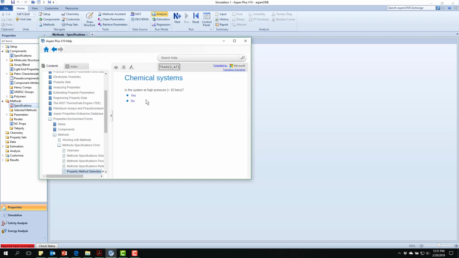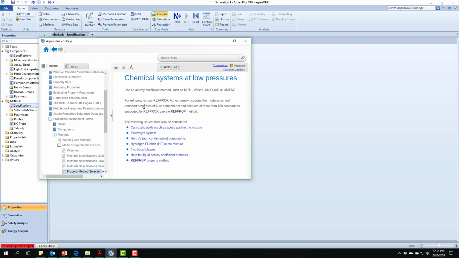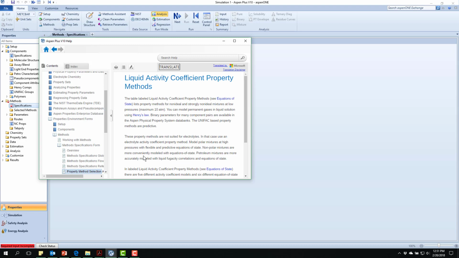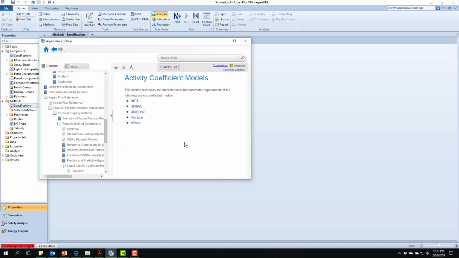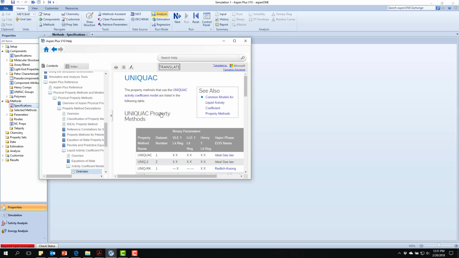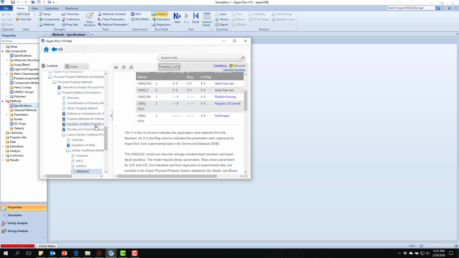So for chemical systems, it will ask me some questions about the high pressure, and I don't know what I'm doing, but I'll assume I'm not going at high pressures. And if it's at low pressures, then it's going to make some suggestions, okay? And none of these really seem to apply very well, so it seems like liquid activity coefficient methods might be a good choice. It will describe these to me, allow me to look at different activity coefficient models, and allow me to explore and ask questions about various of these.